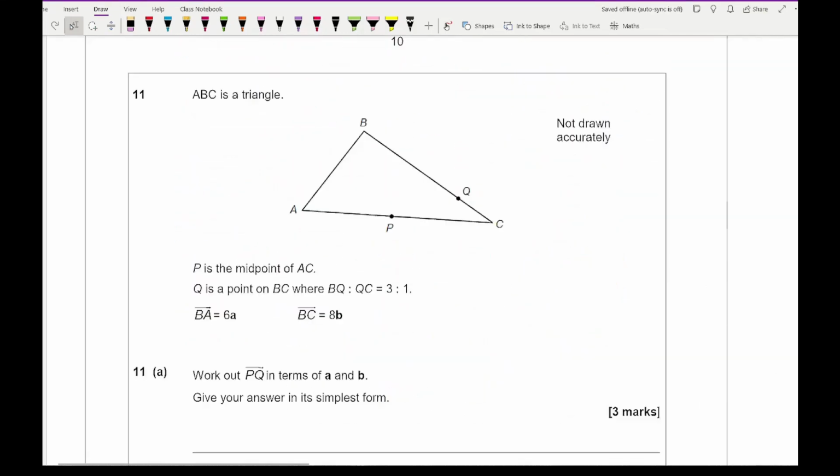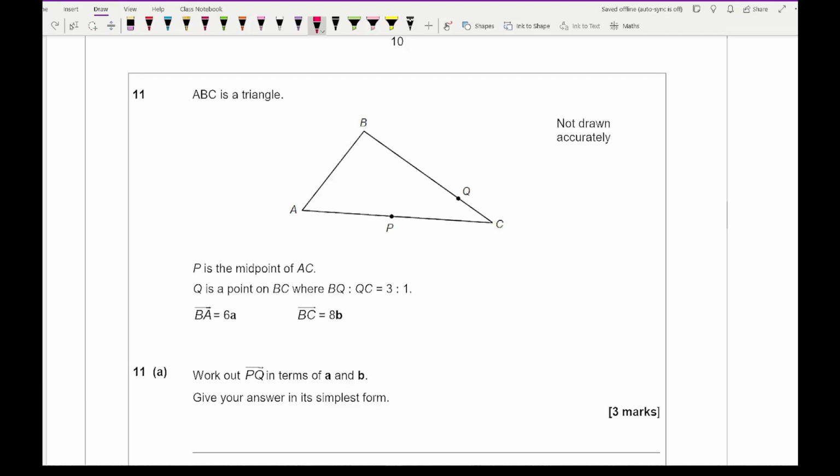Now, moving on to question 11, it says ABC is a triangle, P is the midpoint of AC, Q is the point on BC where B to Q to C is in the ratio of 3 to 1. B to A is 6A, B to C is 8B. Work out P to Q in terms of A and B. Give your answer in its simplest form. So let's have a look at this.